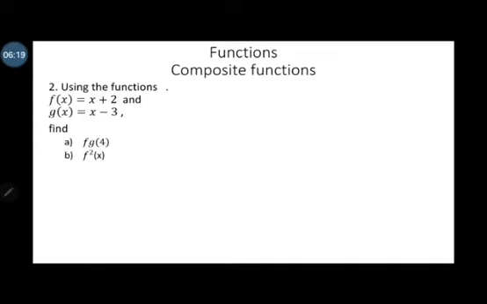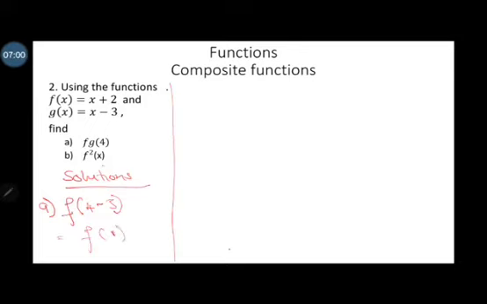We're going to have our f. Our g of x is x minus 3. What we have here is g of 4. So where there is x, we have 4 now. So I'm going to have f of 4 minus 3, and this will give us f of 1. So now we have f of 1.